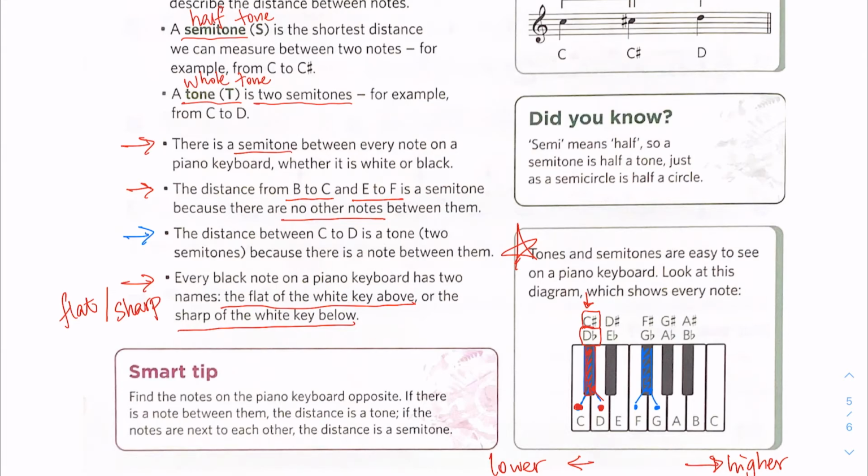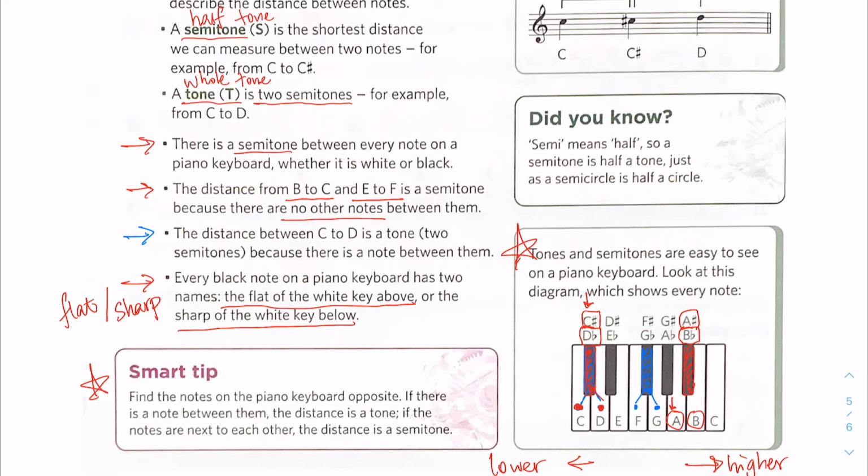Let's do one more example. Let's look at this black key here. Next to this black key, there are two white keys. One is A, the other is B. If we want to name this black key in relation to A, which is here, this black key is higher than the A, so we call it an A sharp. But if you name it in relation to the B, the black key is lower than B, so we call it a B flat.